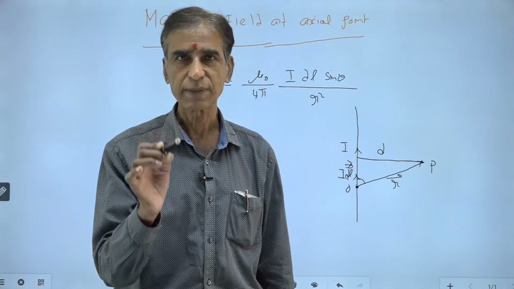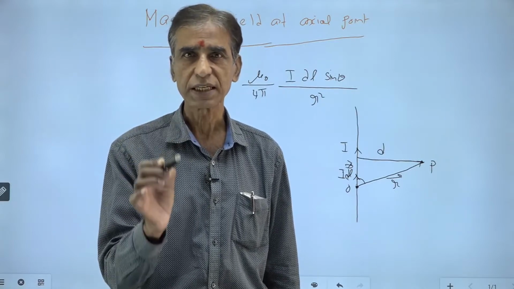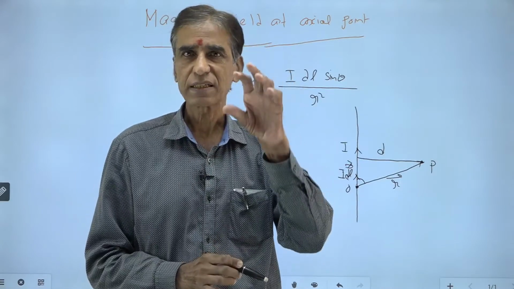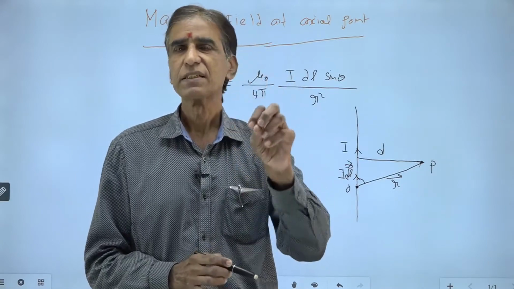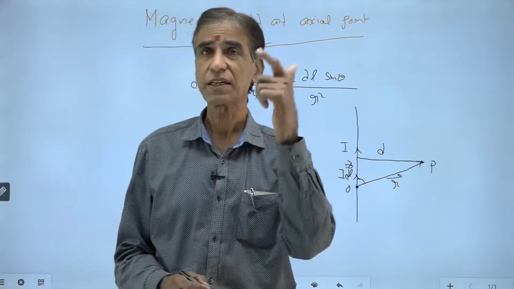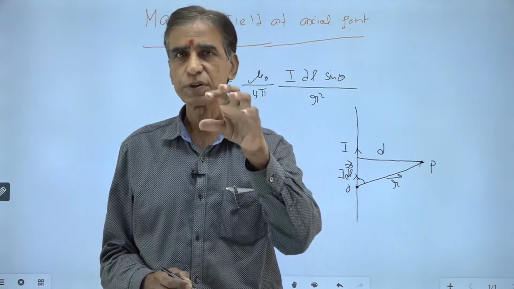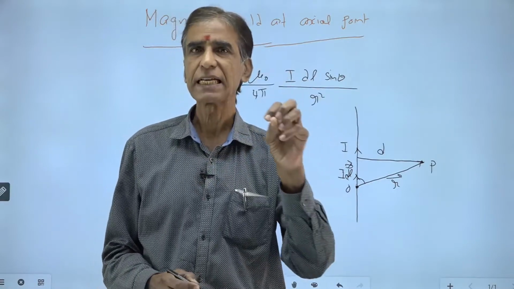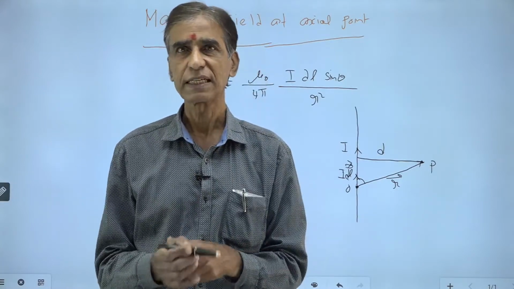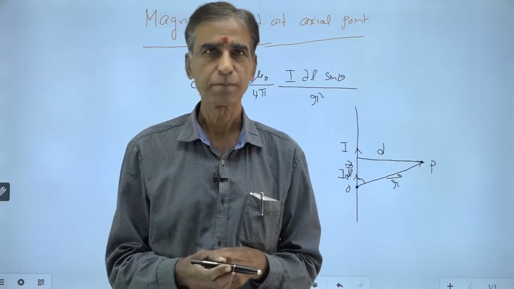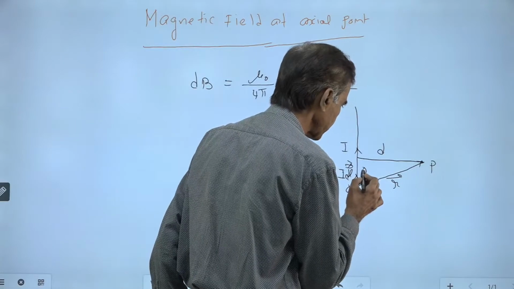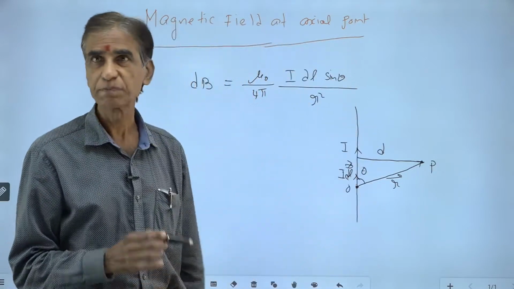I told you the current element is similar to a charge in our electrostatics. Whatever the effect of a charge in electrostatics, the same effect will be produced by IDL here. A charge at rest will produce an electric field, but here IDL is the current element that will produce a magnetic field at our desired point. Okay. So, that is the meaning of this theta, and that is the angle of which we have taken the sine. So, that is very important here.